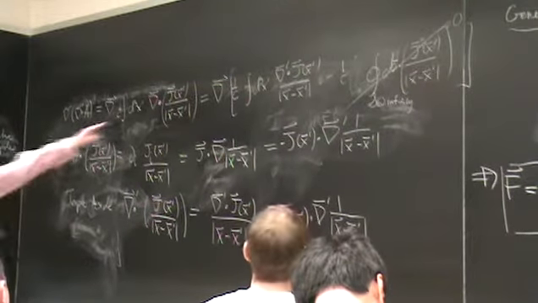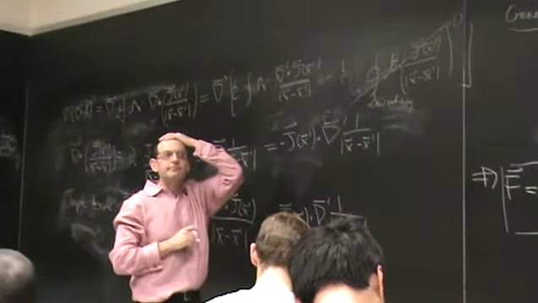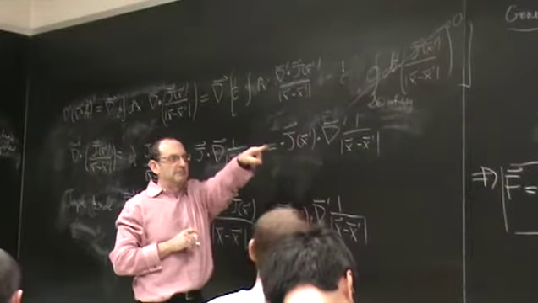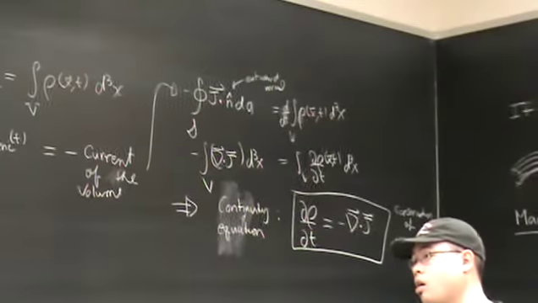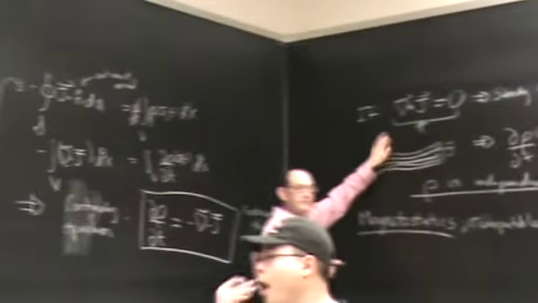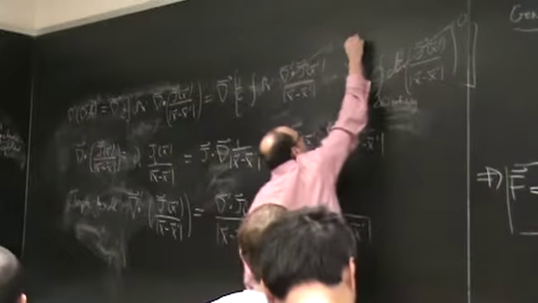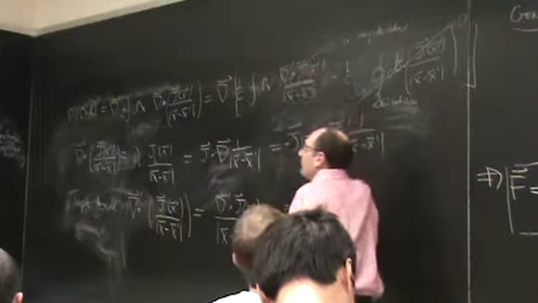Finally, what is this? This is del dot J. What's del dot J? It's minus d rho dt, and in the case of magnetostatics, del dot J is zero. So in magnetostatics, this is zero.